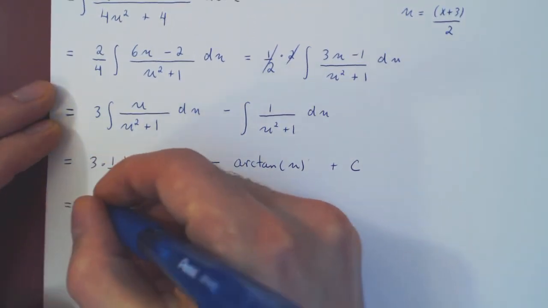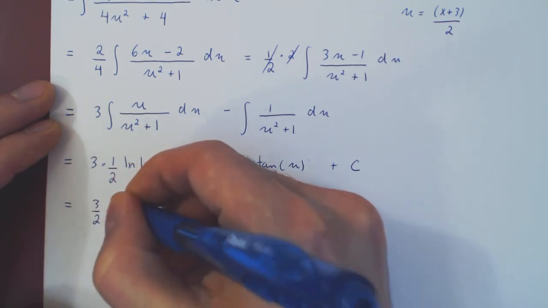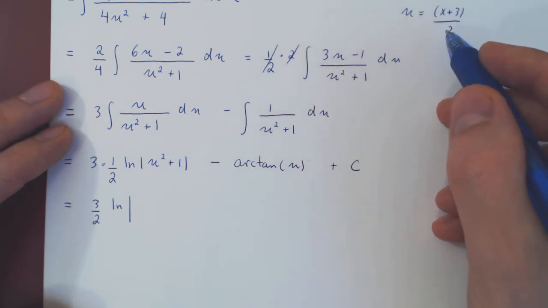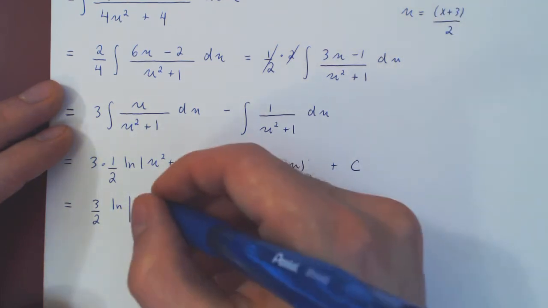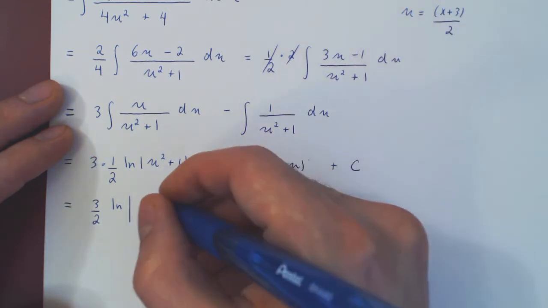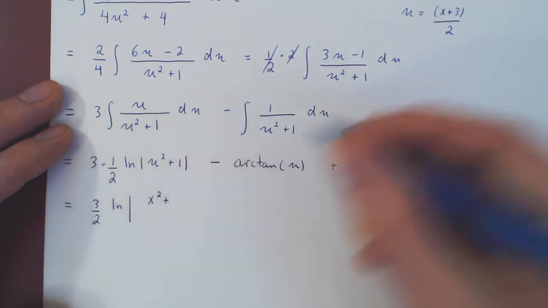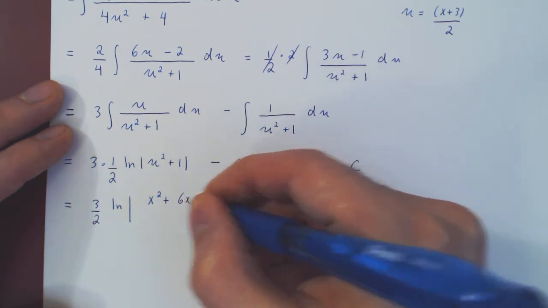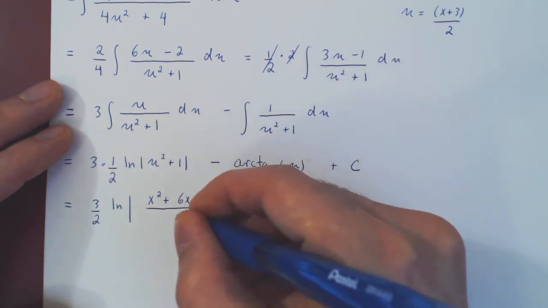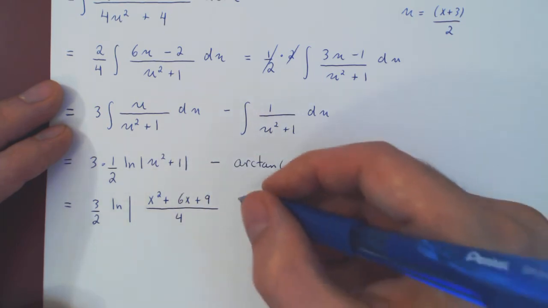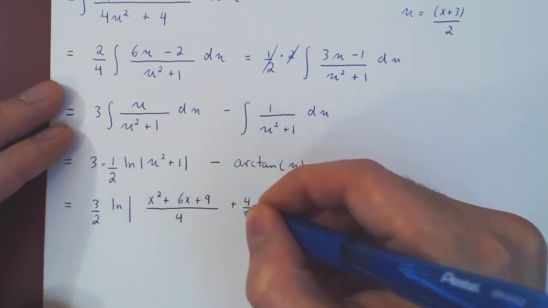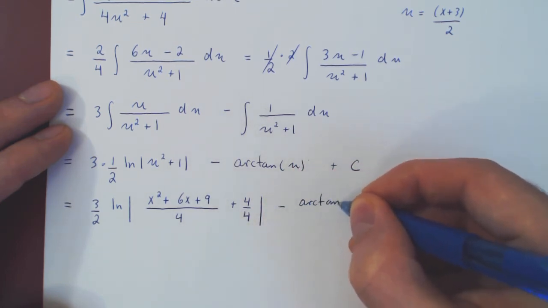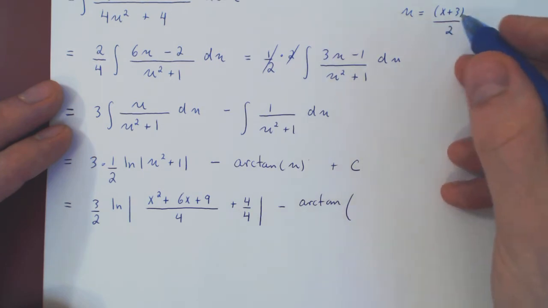So we have here 3/2 the ln of u squared, so if you square this, you'll get this squared over 4. So it will give you, if you square it out, x squared plus 3x plus 3x plus 6x plus 9 over 4 plus 1, which I will rewrite as plus 4 over 4, and you'll see why in a second, minus the arctangent of u, which is x plus 3 over 2.